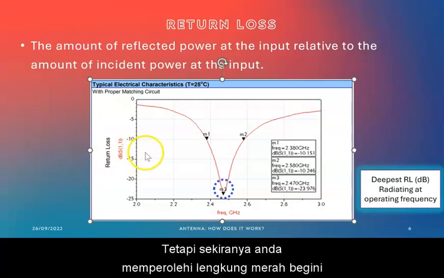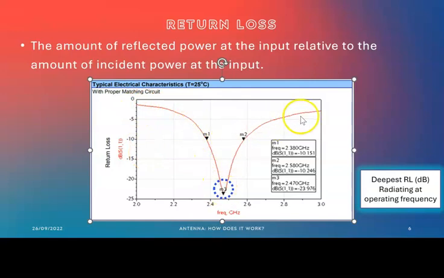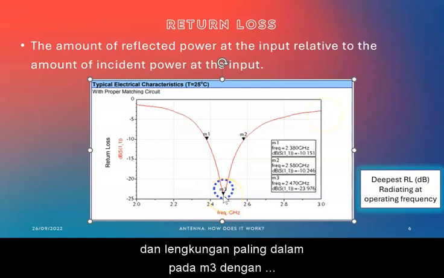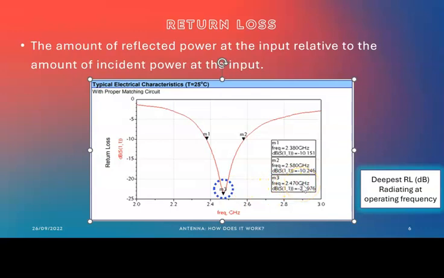But when you measure your return loss and it gives you a dip like this, it means that your antenna is radiating, and the deepest return loss here at M3, which is equal to 2.47 GHz, indicates the operating frequency of your antenna.